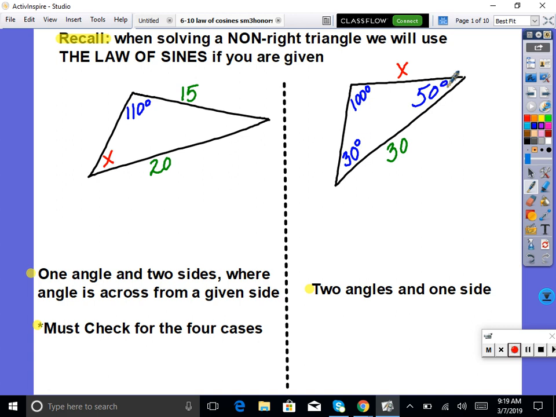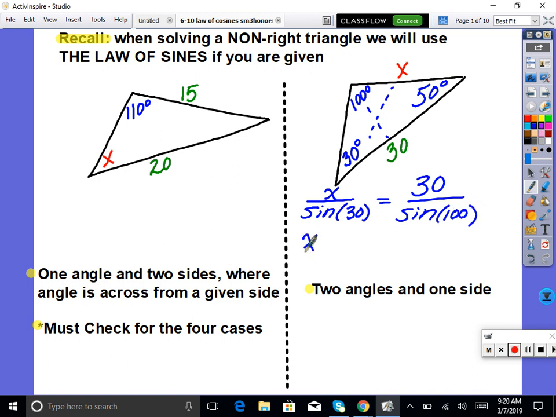So then from here, I won't go through and solve it completely, but let's set up at least a true statement. We're missing a side length, so I'd put side lengths on top. So x over sine of the angle across from that side, so it must be sine of 30, is equal to, and then the only other side we're given is 30, so 30 over sine of the angle across from that, which is 100. So now our algebra says that x is going to be timesing up by sine of 30, so then x is going to be 30 sine of 30 divided by sine of 100, right? And then that would give you the side length x.